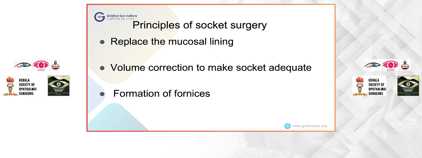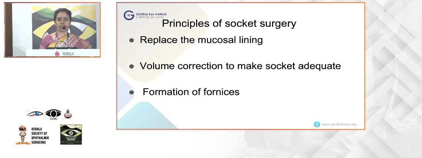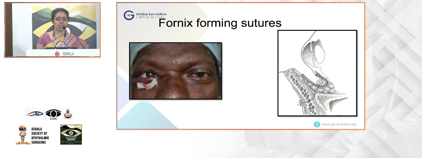Coming to the principles of socket surgery: either we have to replace the mucosal lining, or we have to correct the volume and make the fornices. Sometimes all three have to be done in some cases. First is a fornix forming suture. Here the patient is not really bothered about the volume. Lining is adequate. He just wants the shell to be fitted in. In that case, you can get away with just a simple fornix forming suture.